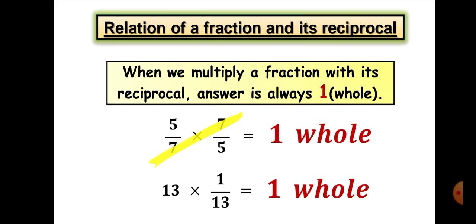Now these factors are the same and these factors are the same. Like this fraction is going to be divided by 5, this is going to be divided by 7. So we're going to have 1, 1, 1. The answer is going to be 1 multiplied by 1, so we're going to get 1 whole. So whenever we are multiplying a fraction with its reciprocal, you always get the answer 1.